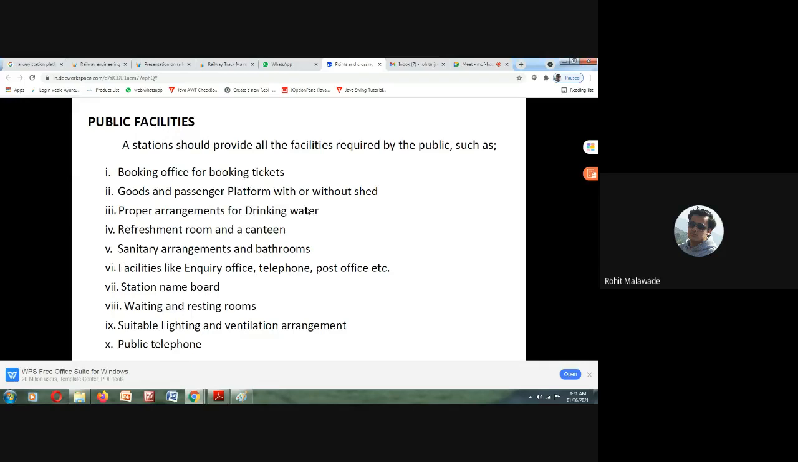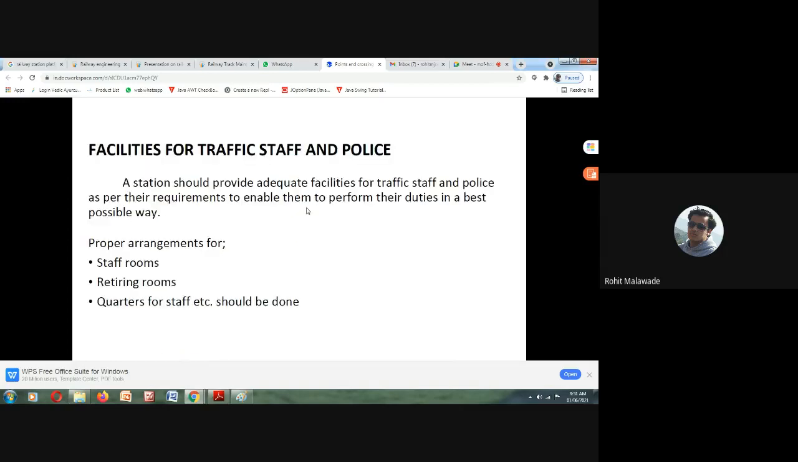All these facilities and amenities should be there in your railway station. Okay, it is for the public. Facilities for traffic staff and police. A station should provide adequate facilities for the traffic staff.